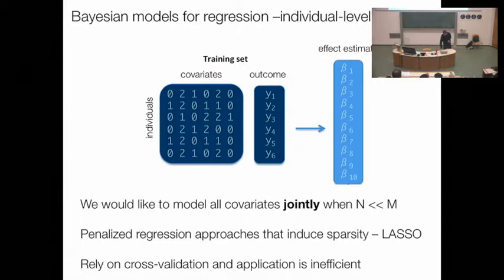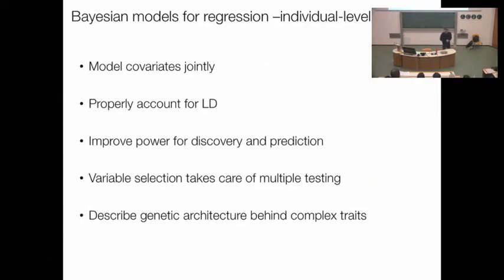But what we'd actually like to do is do this at the individual level. So we'd like to be able to run this model when we have individual level data, or I would, and I hope that by the end of this talk you share my enthusiasm. So the idea is to model covariates jointly to obtain partial regression coefficient estimates, to properly account for the LD, to improve our power, to do variable selection without having to do lots of multiple testing, and to describe the genetic architecture behind traits. So I'll discuss that in a minute.